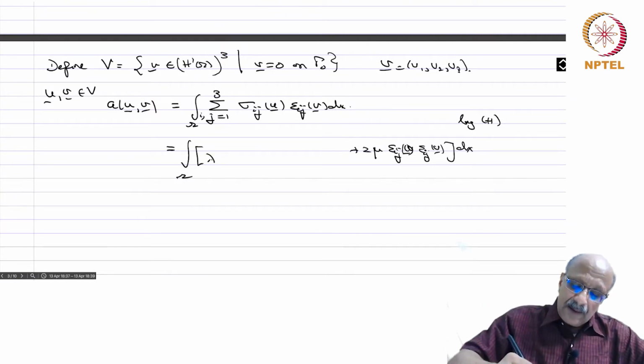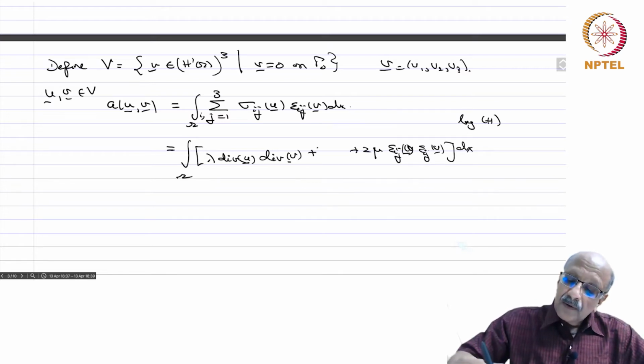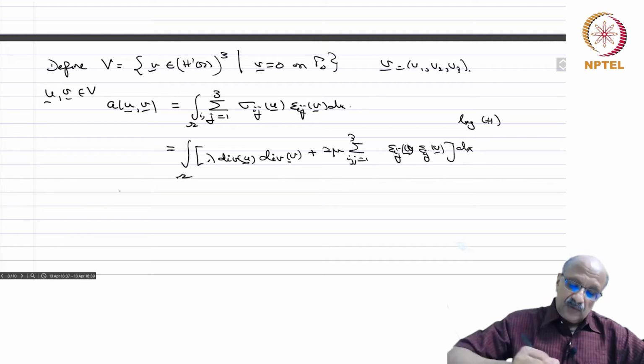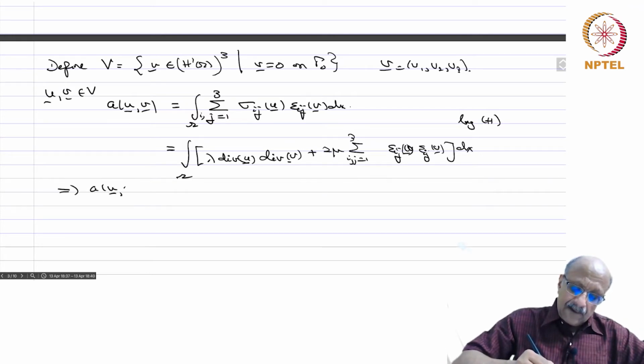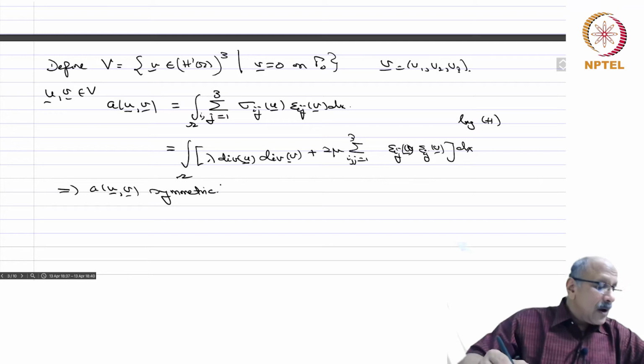So this will give you lambda divergence of u times divergence of v plus 2 mu sigma over i, j equal to 1 to 3 of epsilon ij of u epsilon ij of v. So this implies that a(u,v) is symmetric. The first form does not tell you, but the second form tells you that it is a symmetric bilinear form.